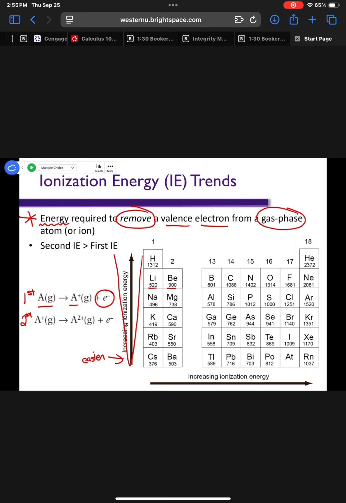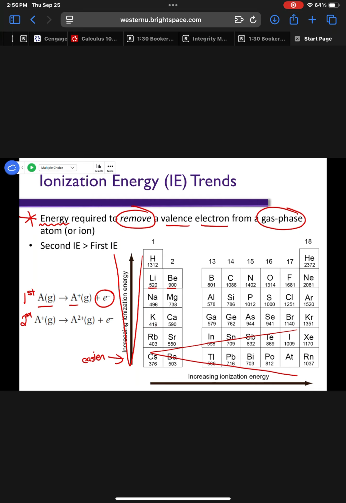Based on the atomic radius, as the size increases, those electrons are further and further away from the nucleus. It's easier to just steal an electron away. So that's why the ionization energy decreases as you go down the periodic table. Now let's look at the big trend as we go across the periodic table.